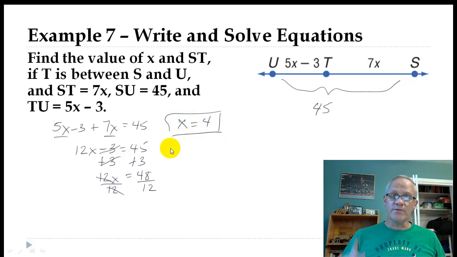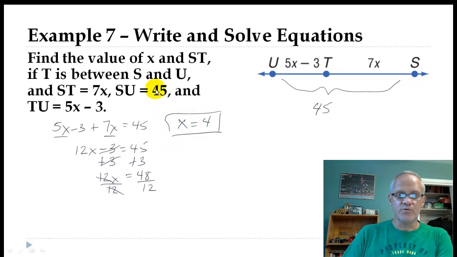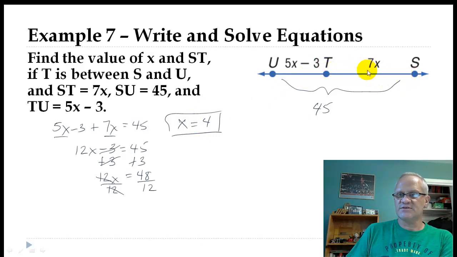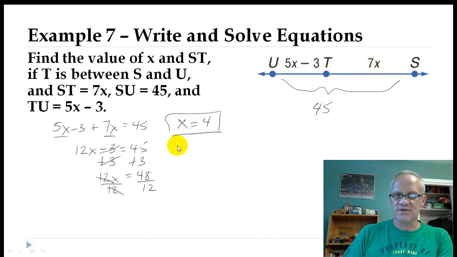Yay! Now, wait a minute. I solved for x, but what did it ask me for? It said find the value of x and ST. Oh. So we have to do a little bit more. We know what x is, so how would I find out what ST is? Well, ST is this distance from here to here. ST says it's 7x.